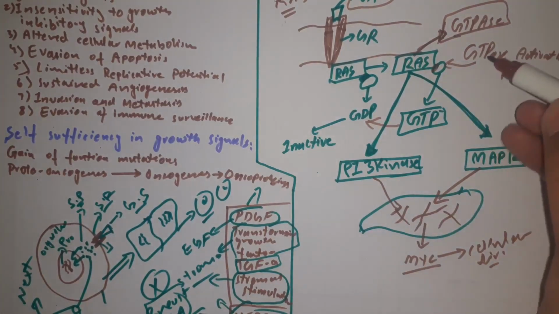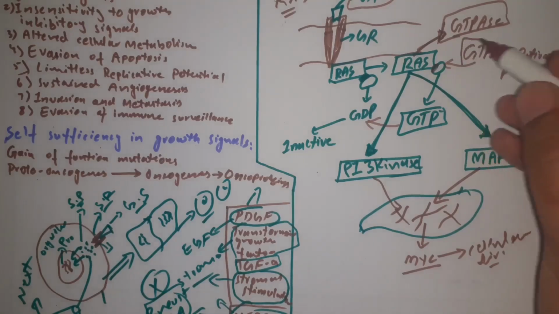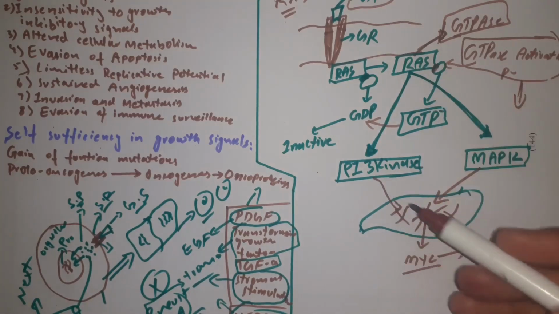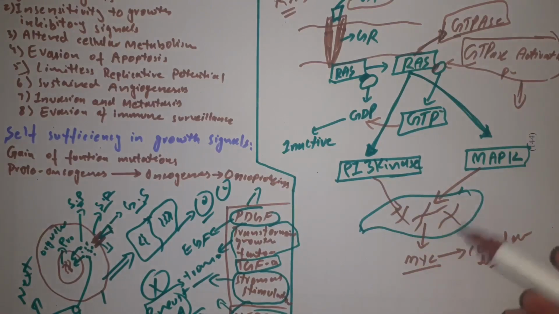Moreover, in some cancers, GTPase activating proteins are also down regulated, due to which RAS activity is increased. In both cases this pathway becomes overactive, and when it becomes overactive, there is increased signal transduction downward, increased transcription and translation, and increased cellular division.